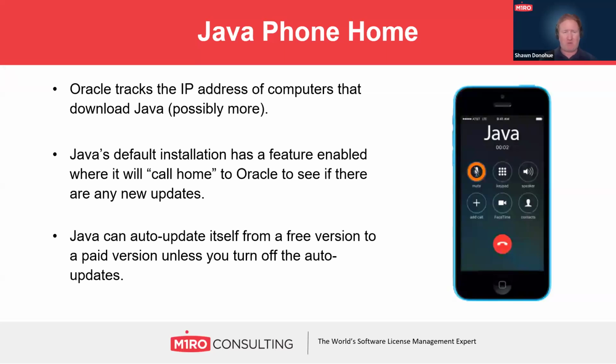The most important thing to remember here is Java can update itself from a free version to a paid version unless you turn off the auto updates. So that's one of the big takeaways when we talk to people who want to go the free version route. We've all had that user who clicks through yes, yes, yes, update, update, update. And even if it's not the user, and you've turned it off, if you didn't turn off its internal update, it can still do that.